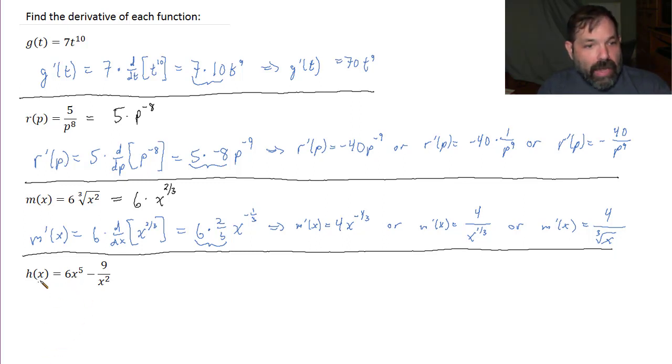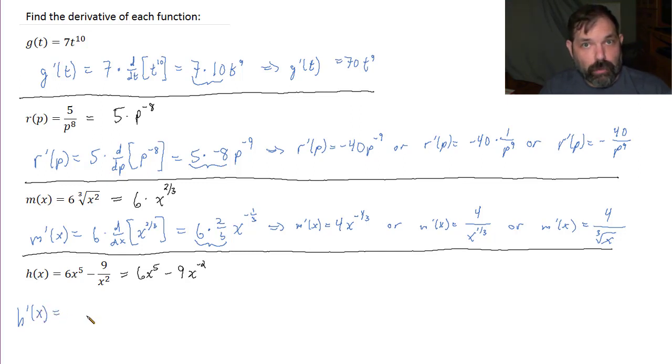All right, h of x is 6x to the 5th minus 9 over x squared. Okay, so what I would do with this is I would first think of this as 6x to the 5th minus 9x to the -2nd power. That's just an algebraic step. I haven't differentiated yet. That's just algebraically manipulating, rewriting the expression. Now let's find the derivative. H prime of x.